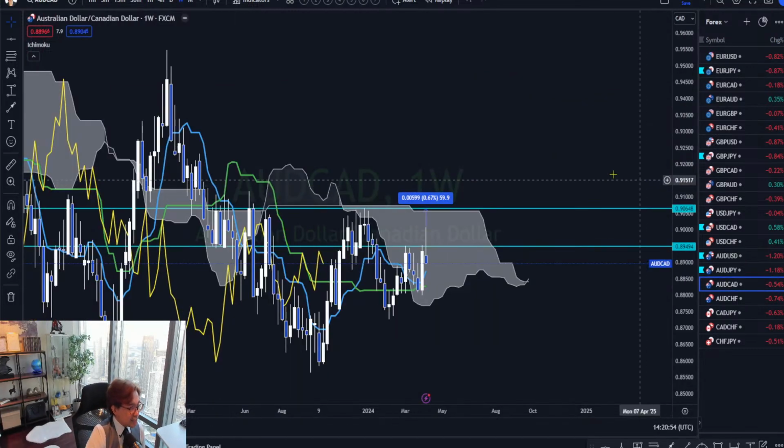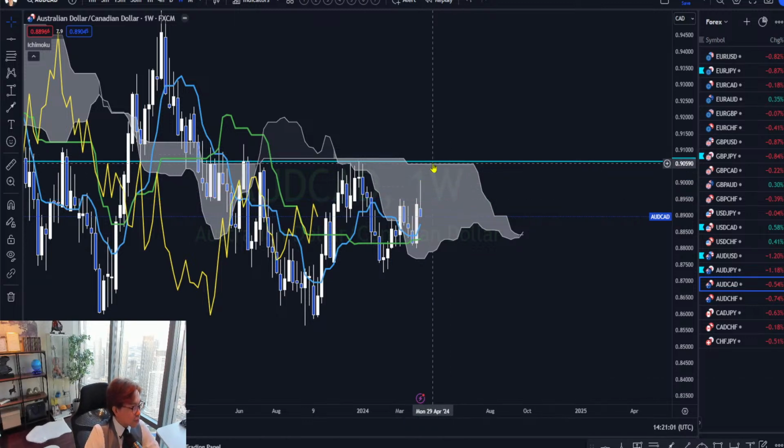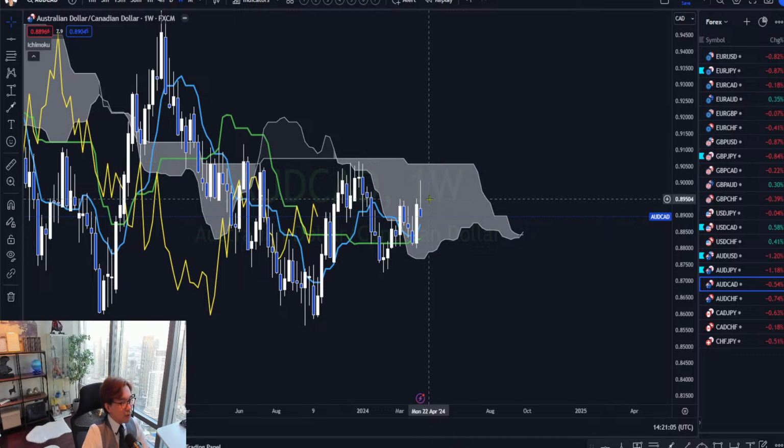And next is AUD CAD. This market is completely range, so no trend. Last week, I was waiting for the break of the resistance here, 0.8950, and it did break, but it actually came back below the resistance. And all that was because the price is still within the Kumo.